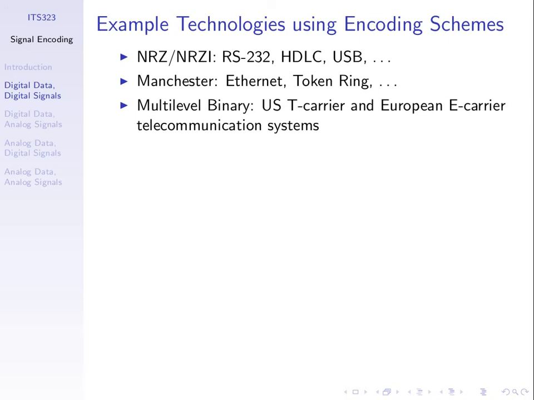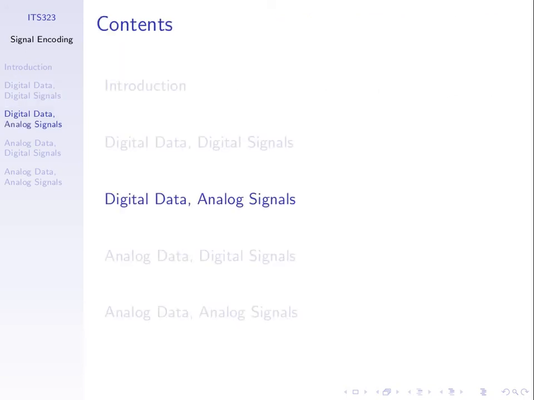So we vary the digital signal level depending upon the input bit, and there are different techniques for that. Let's look at some examples of when we still have digital data, zeros and ones, but now need to transmit an analog signal, some continuous waveform.